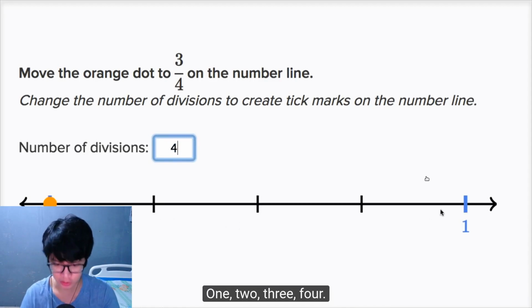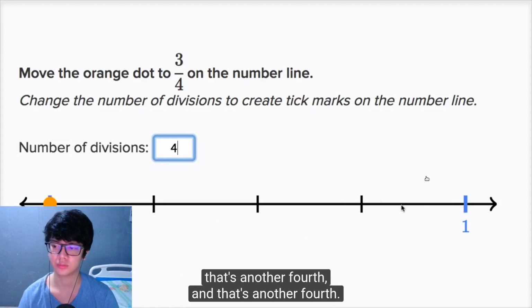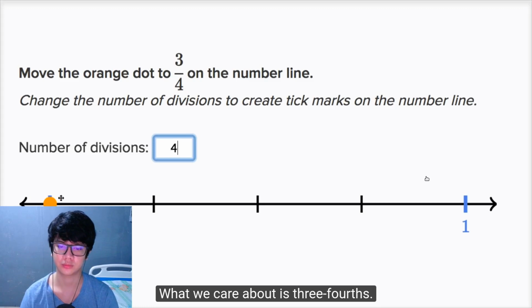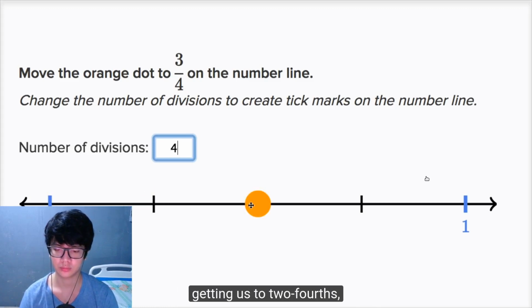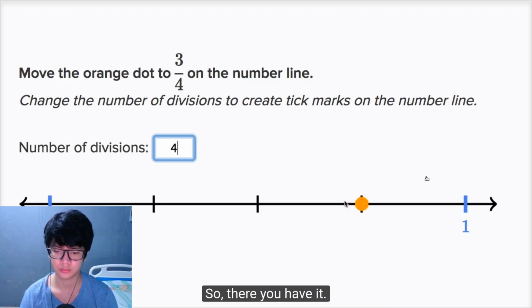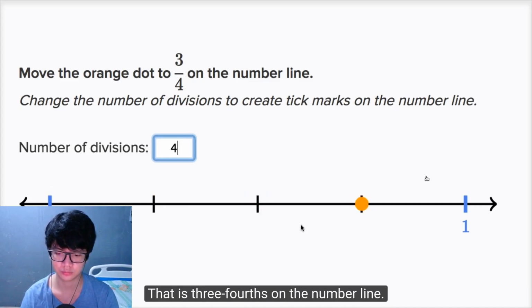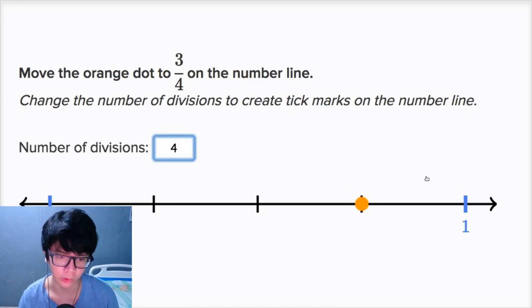1, 2, 3, 4. And so this is going to be a fourth, that's another fourth, that's another fourth, and that's another fourth. What we care about is 3 fourths. So once again, that's 1 fourth. This would be another fourth, getting us to 2 fourths. And then this would be another fourth, getting us to 3 fourths. So there you have it. That is 3 fourths on the number line. Okay.